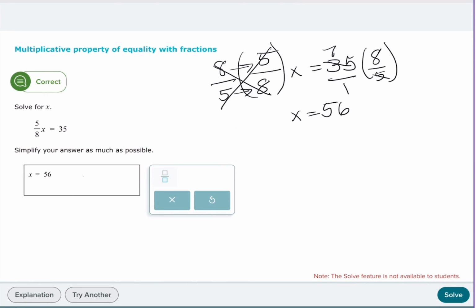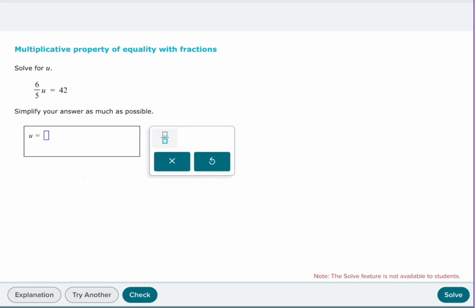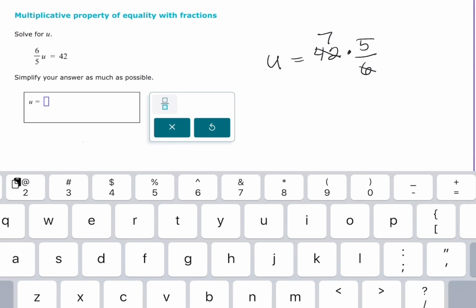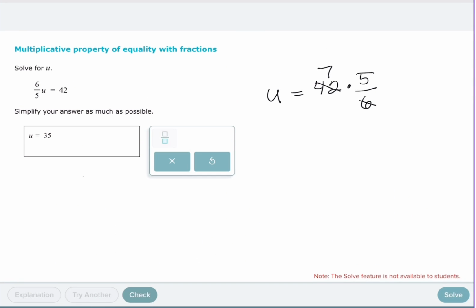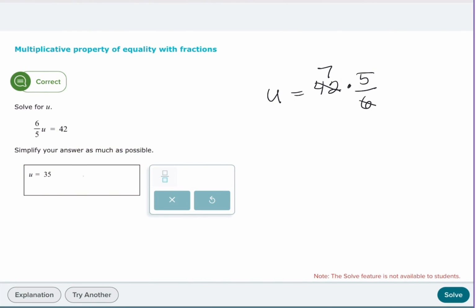All right, let's try another. So same thing here. Now, I don't have to necessarily multiply both sides by the reciprocal of 6 over 5. I could just literally do u equals 42 multiplied by 5 over 6. And usually with problems like this, we can easily factor out something to make it simpler. We usually make the problems that way. So then 7 times 5 is 35. At least I thought so the last time I checked.